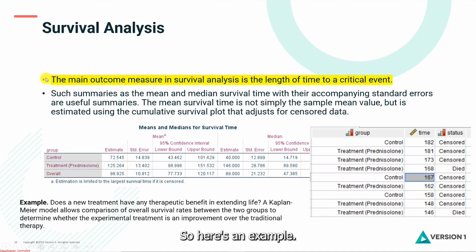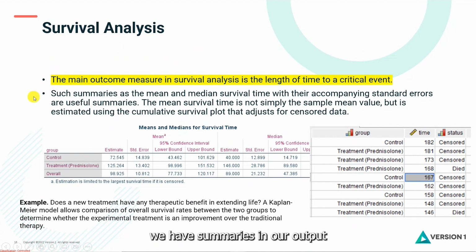So here's an example. The main outcome measure, again, in survival analysis, is the length of time to a critical event. In the example here, we want to know, does a new treatment have any therapeutic benefit in extending life? So we ran survival analysis to compare overall survival rates between 2 groups to determine whether the experimental treatment is an improvement over the traditional therapy. If you look to the right in my data set, I have the group, I have control, and I have treatment. I have survival time, and then I have the status. Is it censored or did the patient die?